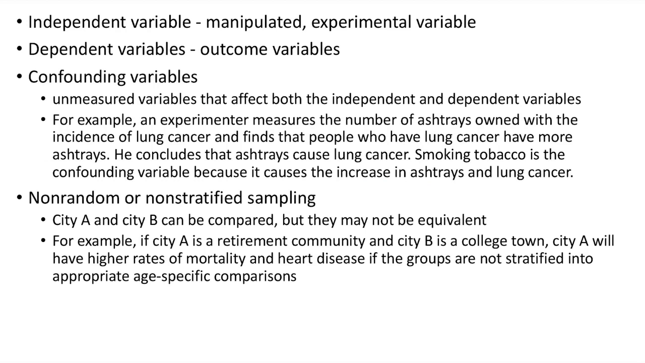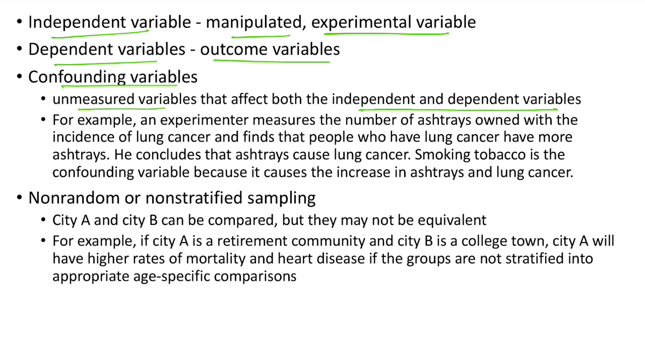Now let us see about variables. Independent variable is the manipulated or experimental variable. Dependent variables are outcome variables. Now let us see about confounding variables. These are unmeasured variables that affect both the independent and dependent variables.